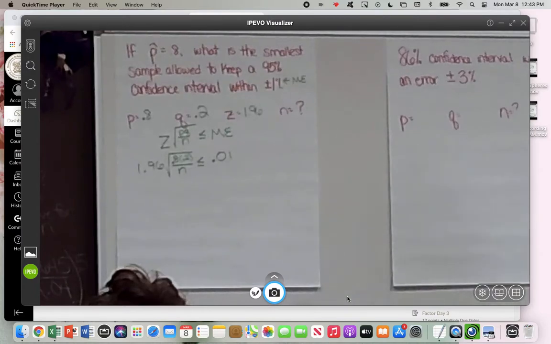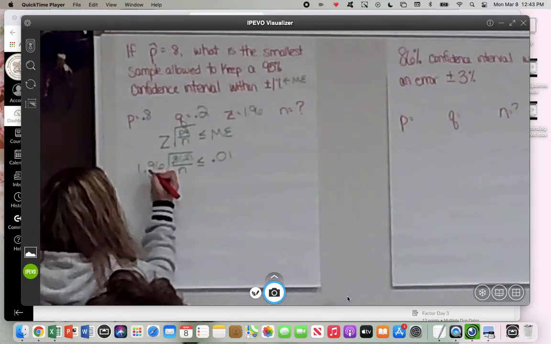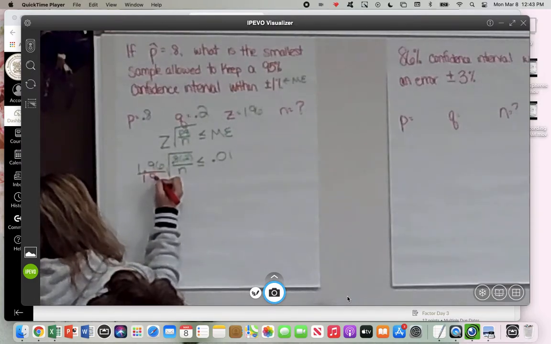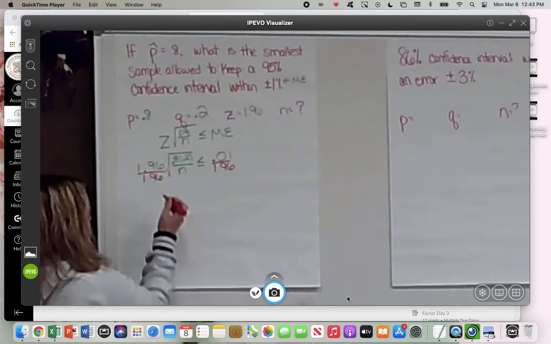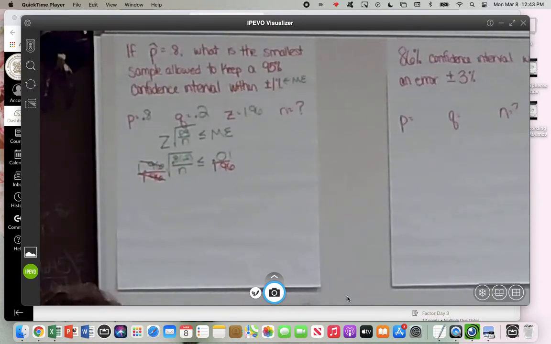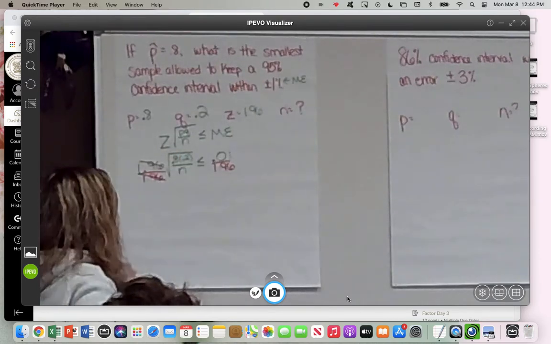All right, what's my first step? Divide the z. Jacob, are you with me? Yeah. All right, so we divided by the z. Now, can we go ahead and simplify the numerator here? Take the square root of that.